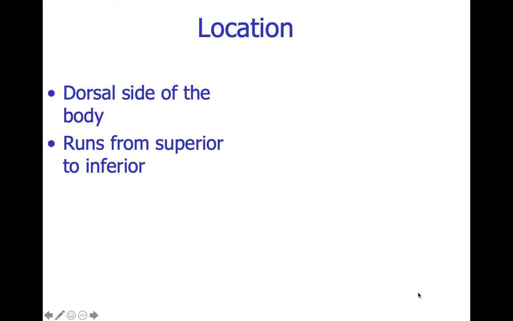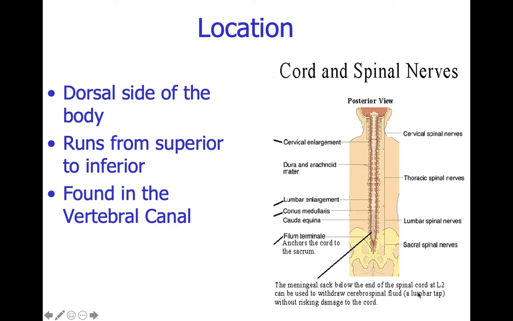It's going to run from the superior end of the body to the inferior, from the head down towards the opposite end. It's found in the vertebral canal, as we said. One thing to note, and we'll talk about in a little bit, is that the spinal cord is not consistent in diameter, right? You can see that there's a cervical enlargement, there's a lumbar enlargement as well. And we'll talk about why they exist in a little bit.